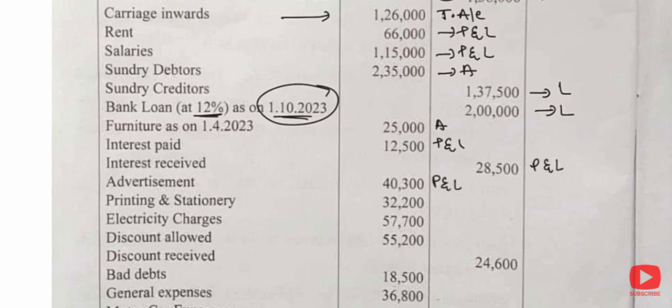Advertising will go to P&L. Printing and stationery P&L. Electricity charges P&L. Discount allowed P&L. And then discount received will also go to P&L income. Bad debt P&L. General expense P&L. Motor car expense P&L. Insurance premium will also go to P&L. And then traveling expense will also go to P&L. Postage and courier also will go to P&L.